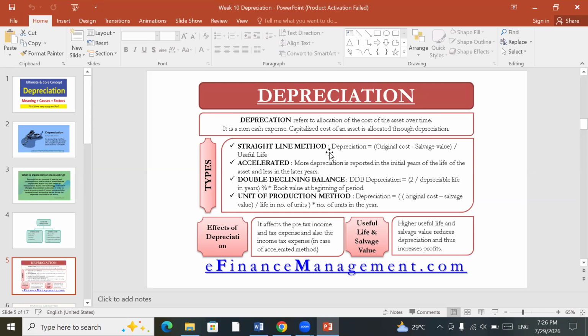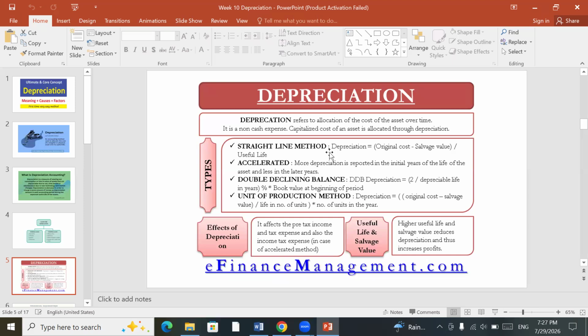Salvage value means the remaining price after the use of the asset. You can sell it in the market, but at less than the original price. The lower price is called salvage value. Say for example, you have a mobile phone. After using it for 3 or 4 years, you sell it in the market for 10,000, but the original price is 50,000. So the 10,000 is the salvage value.